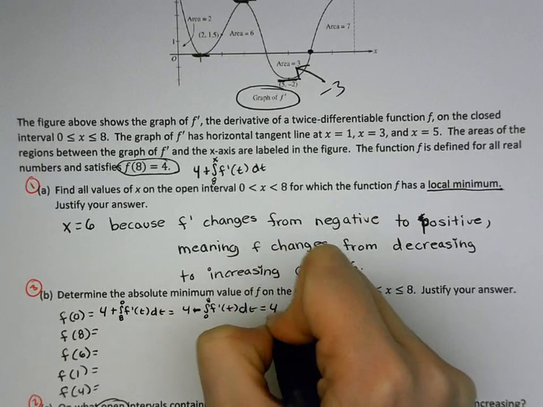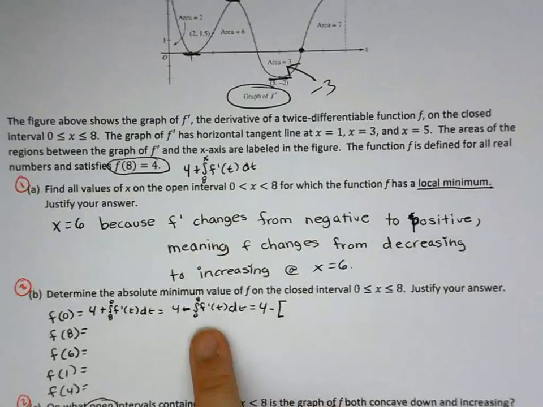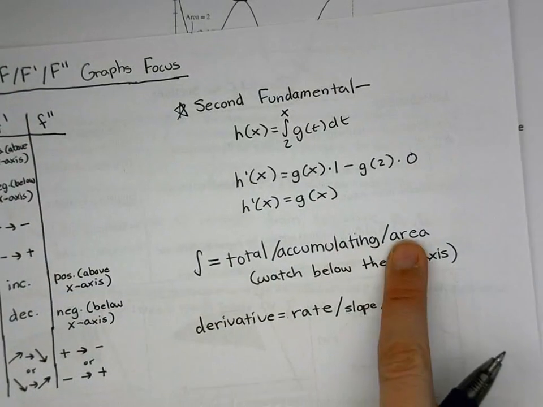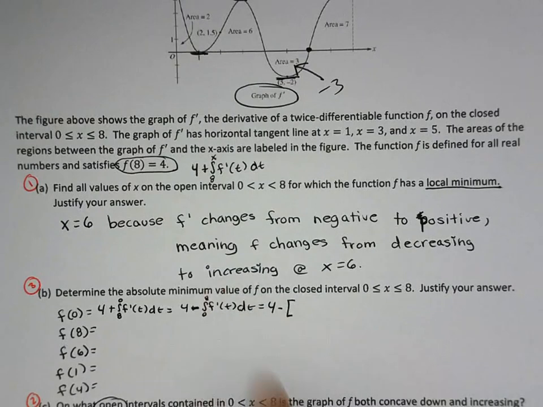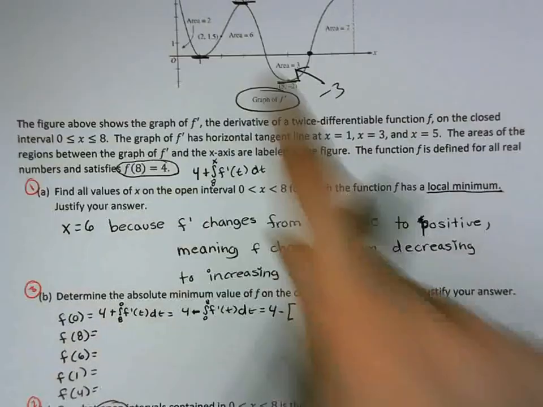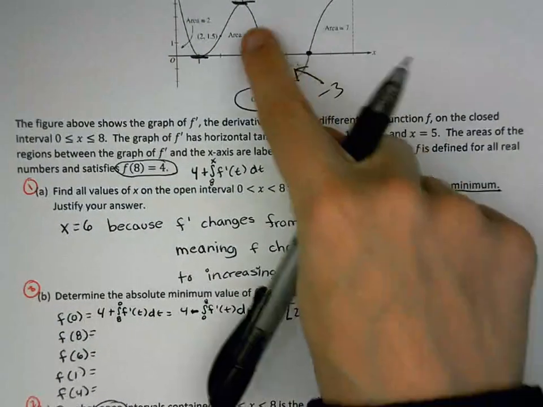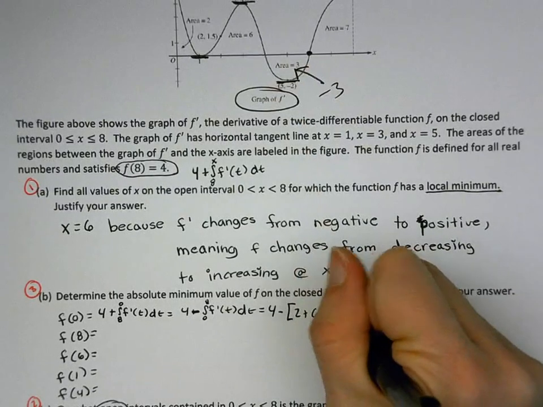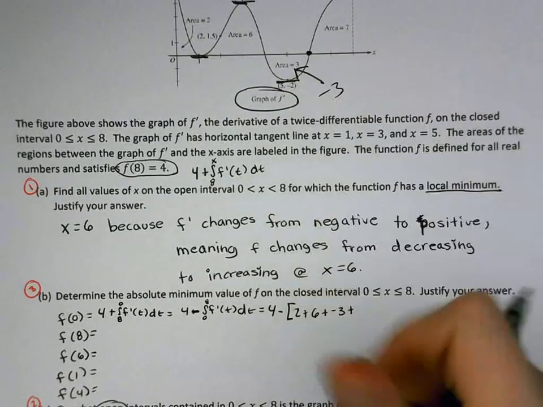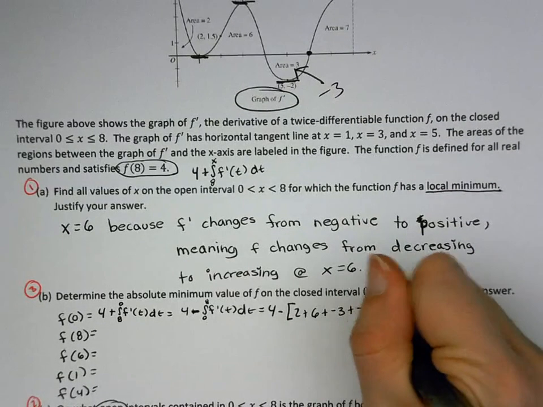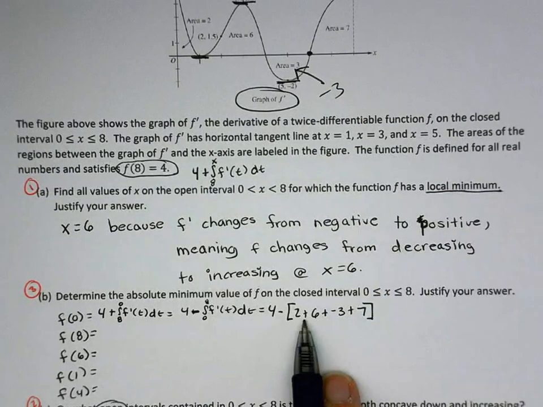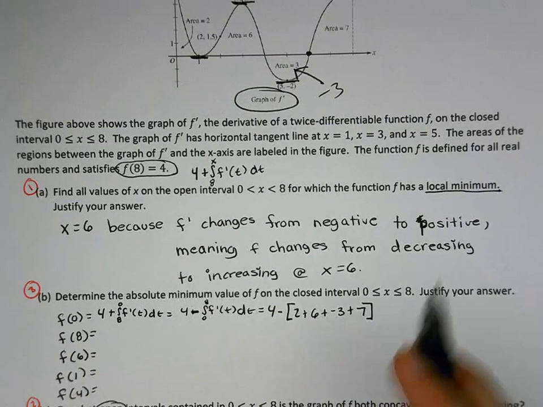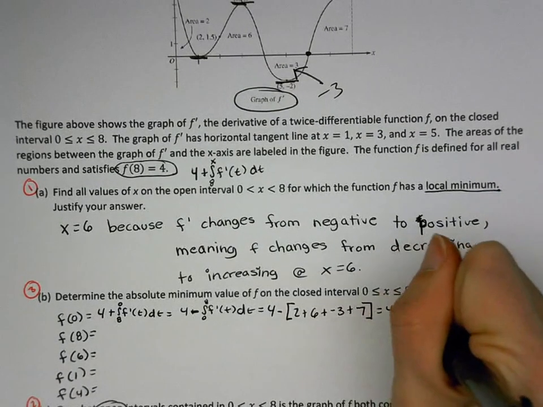which is 4 minus all of the areas, remember that's what an integral is. Integral is area. So all the areas from 0 to 8. So we have 2, 6, negative 3, this is below the x-axis, and 7. So 2 plus 6 plus negative 3 is 5, plus 7 is 12. 4 minus 12 is negative 8.